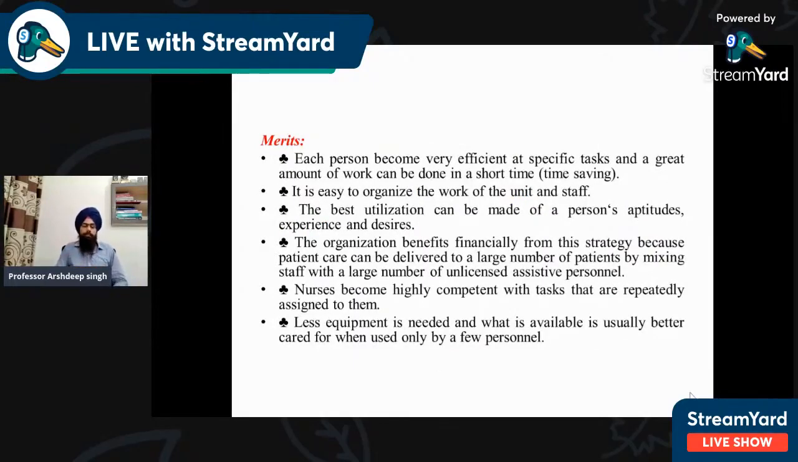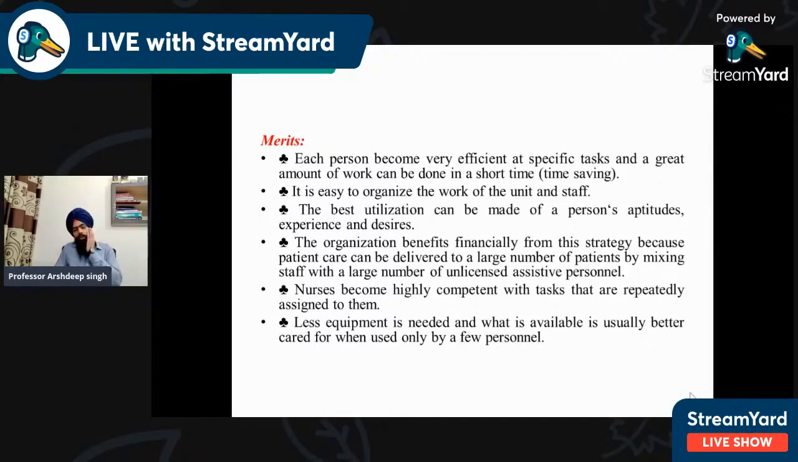Next are the merits of this method. What are the various merits? Each person becomes very efficient at specific tasks, and a great amount of work can be done in a short time, because not a single person is responsible for all the care. Different persons are there for the different functions of care. So it will increase effectiveness, and it is easy to organize the work of the unit and staff. It is an easy job because there is less burden.